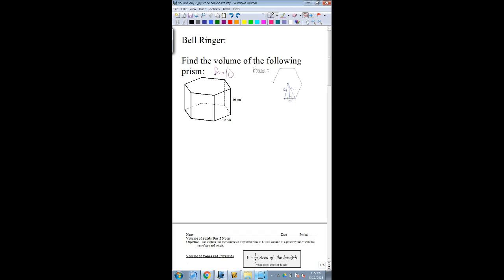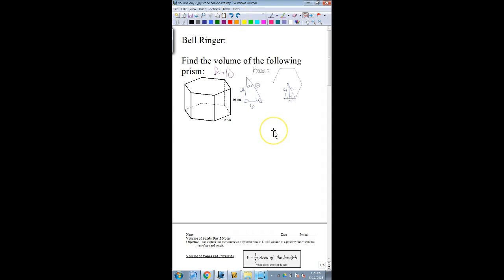And when we divide 360 by our 6 sides, we learn that we have an isosceles triangle with a vertex angle of 60 degrees, or an equilateral triangle. We'll draw the altitude of our hexagon, we'll draw the altitude of our triangle so we can find the area of the triangle and then multiply that by 6.